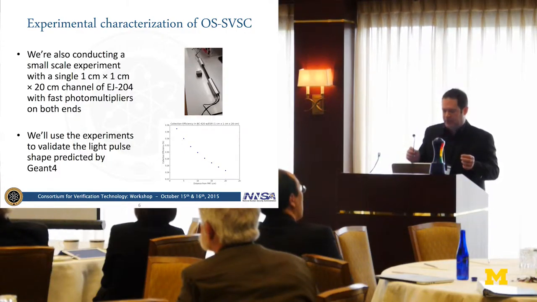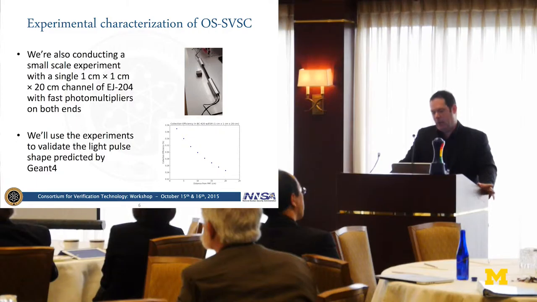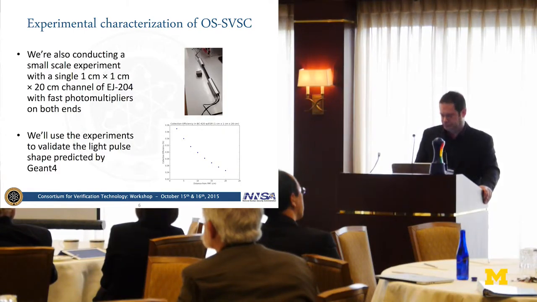This is a picture of a detector that's 1 by 1 by 20 centimeters, and it's got two fast photomultiplier tubes on either end. We're basically measuring the time of arrival distribution for photons using the scintillator, using a small collimated source. And we'll use those to try to validate, and what I really mean is modify, the light pulse shape that's predicted by JON4.